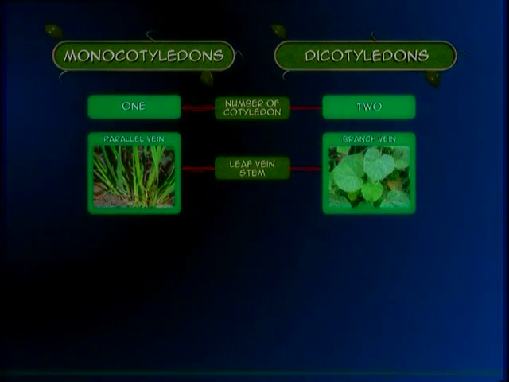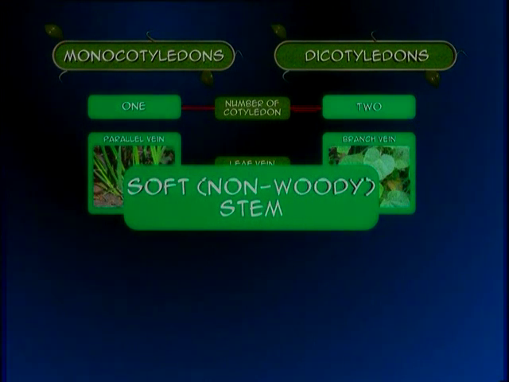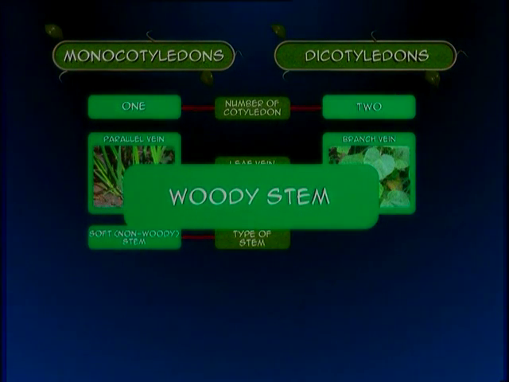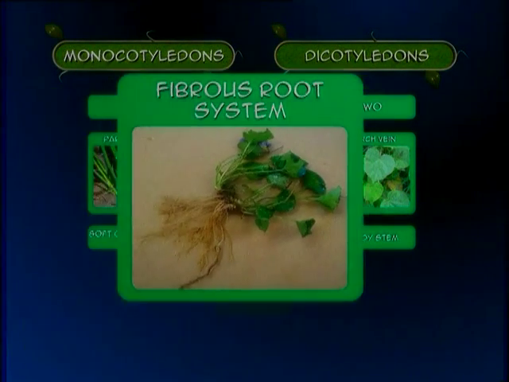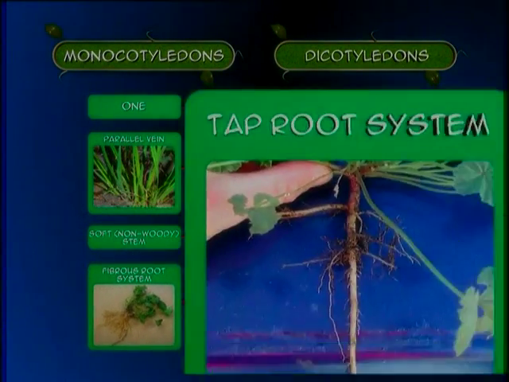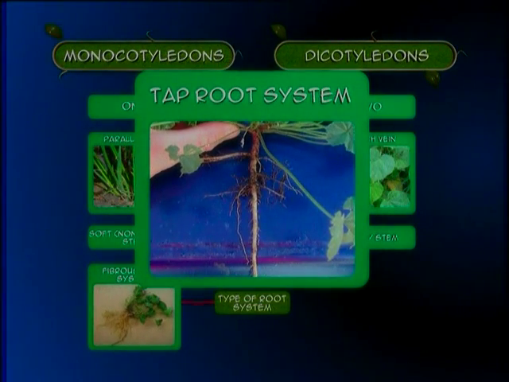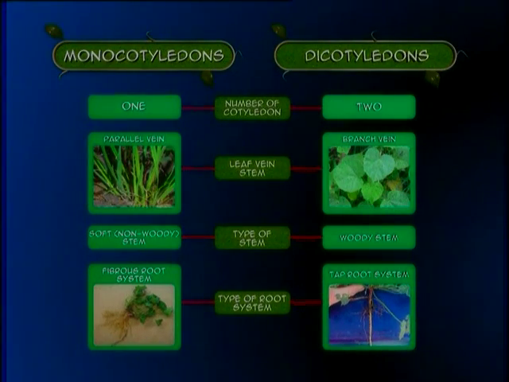Monocotyledon has a soft, non-woody stem. And dicotyledon has a woody stem. Monocotyledon has a fibrous root system, whereas dicotyledon has a taproot system. The parts of monocotyledon flowers are all typically in numbers of 3 or a multiple of 3.